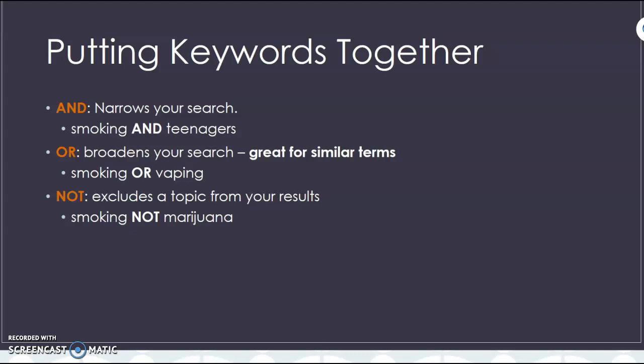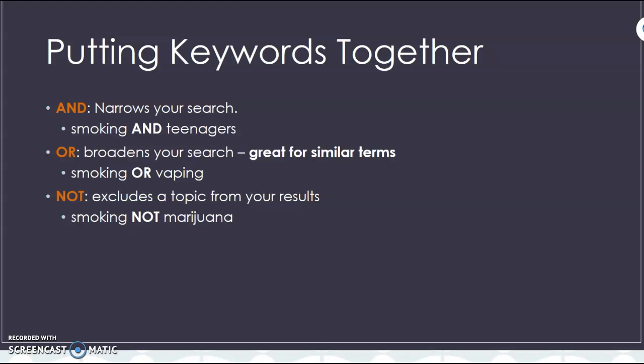Or it's going to be used to broaden your search. So as you find those additional keywords, you're welcome to add additional ors. So if I did smoking or vaping, it's going to find articles that have to do with smoking, articles that have to do with vaping, and articles that have to do with both smoking and vaping. Or, it's very important that you only use in that same column, so that same topic.